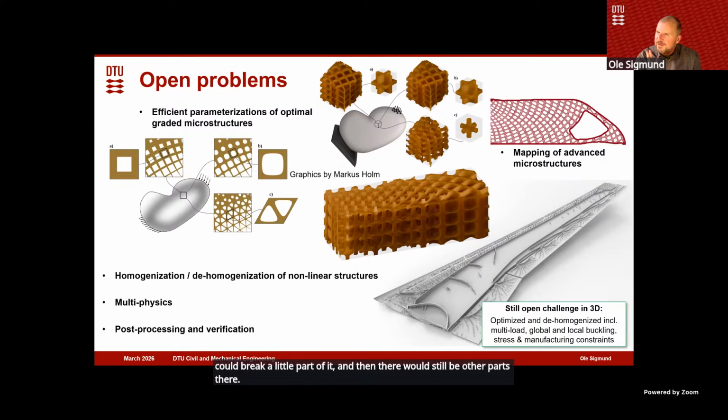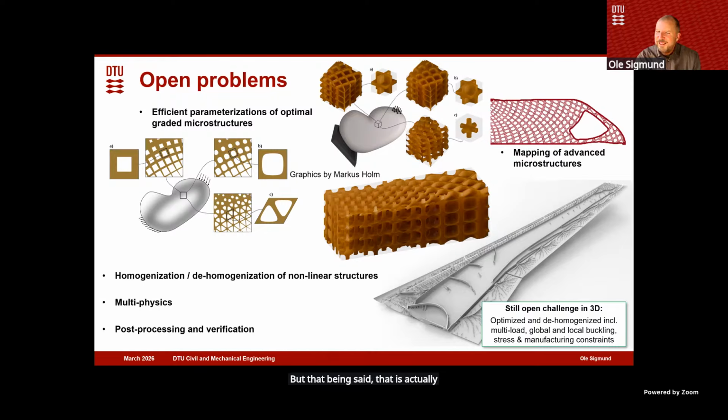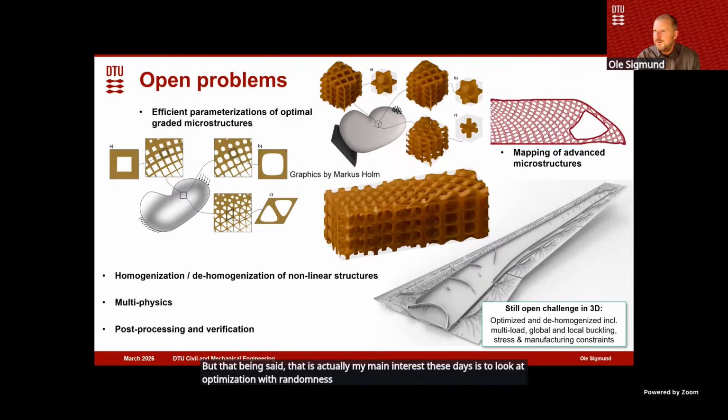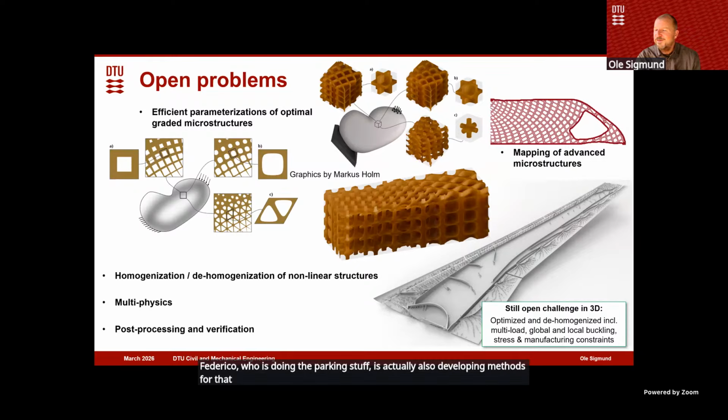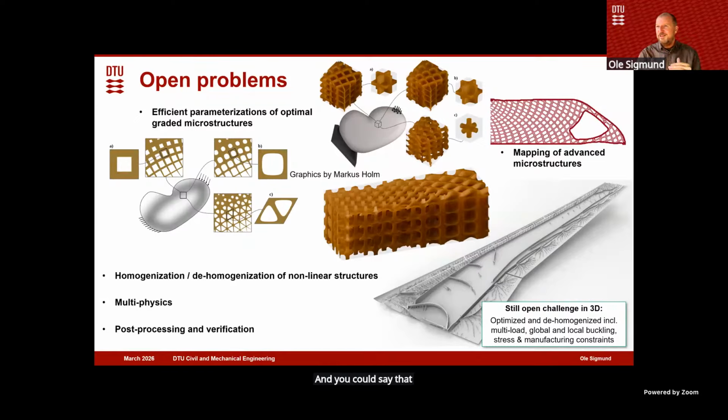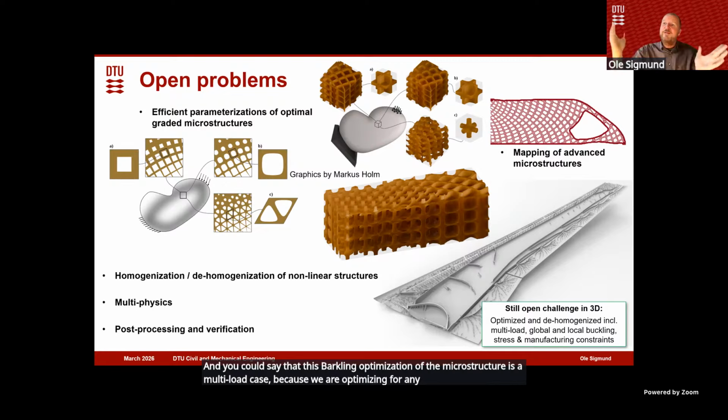But that being said, that is actually my main interest these days, to look at optimization with randomness and make things robust with respect to either manufacturing errors or randomness of perturbations. And Federico, who is doing the buckling work, is actually also developing methods for that. So I think that's definitely an interesting area. But sometimes we get this robustness for free when we also optimize. And you could say that this buckling optimization of the microstructure is a multi-load case, because we are optimizing for any imaginable wavelength. And in that way, we make it robust to any variation.